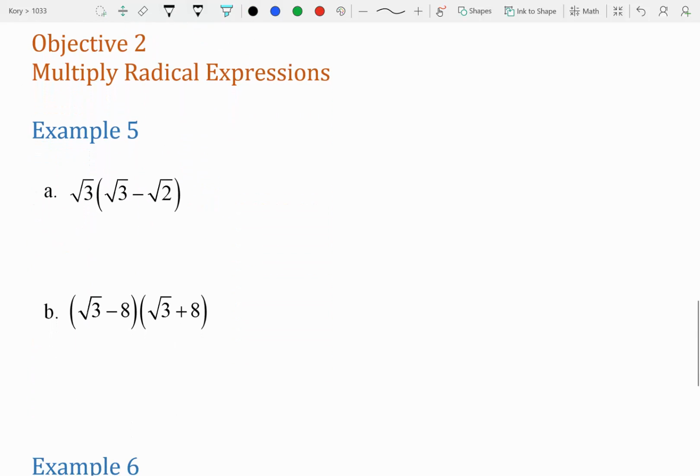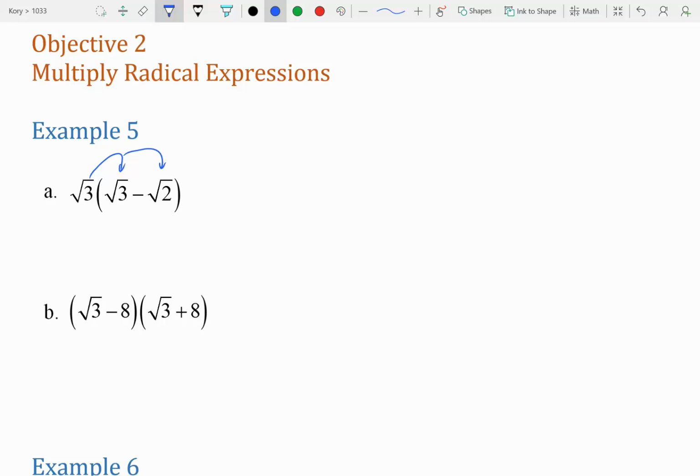Alright, objective 2, multiplying radical expressions. So here, example 5, we're going to have multiple versions of expressions. Here, we distribute, using the distributive property. When you multiply, it doesn't matter what's on the inside or what's on the outside, you just multiply away. Just the same as x and y, because you can multiply x and y, it becomes xy.